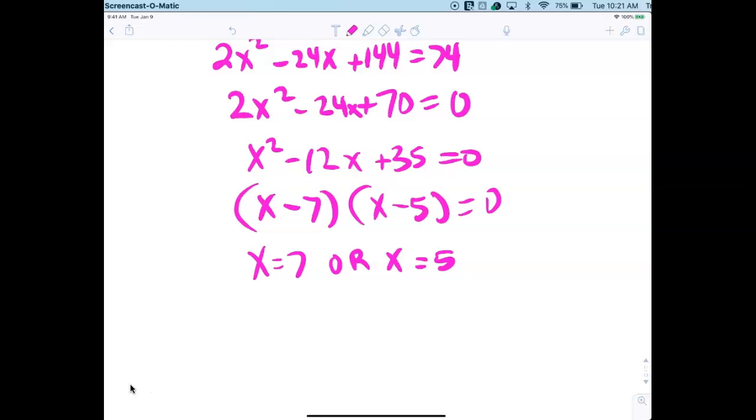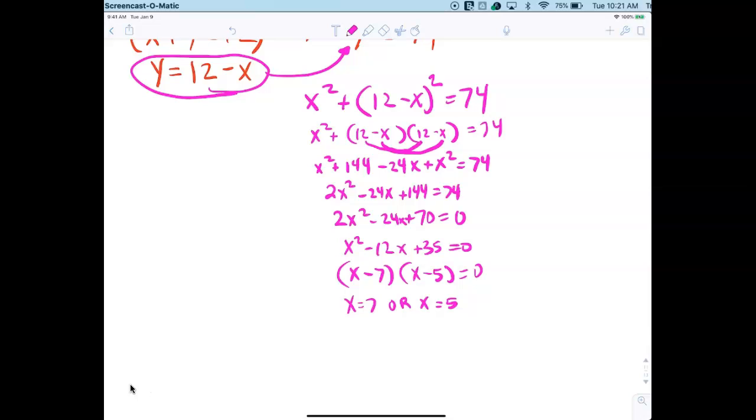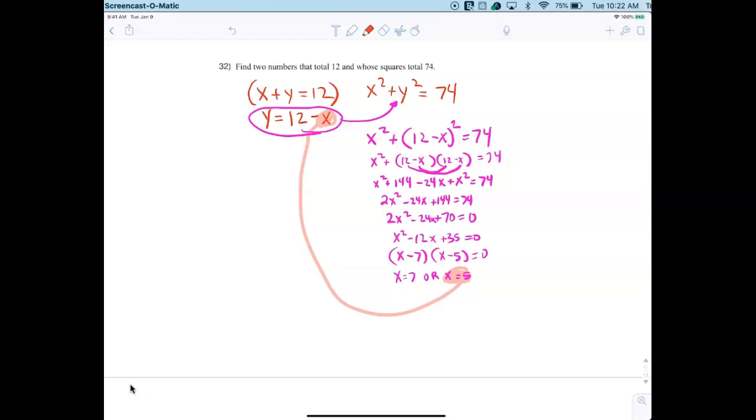So now I have to find the two numbers. If I let x equal 5, pay attention. If I let x equal 5, what's the y going to be? 7. Exactly right. So do you agree it's the same answer, just switched? So you would say the two numbers are what? 5 and 7. Those are the two numbers.